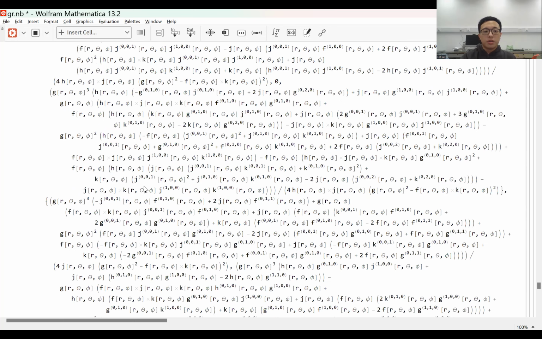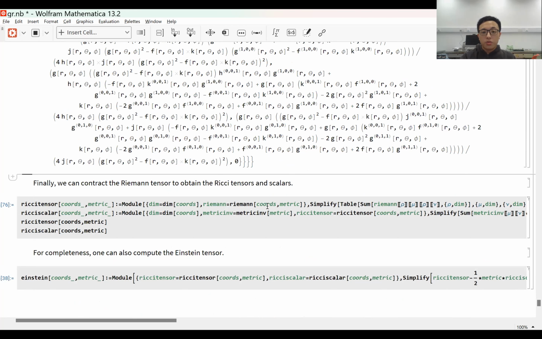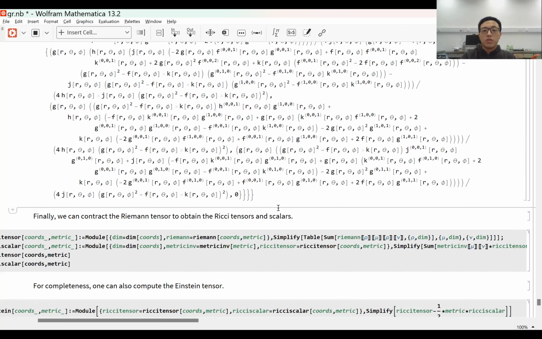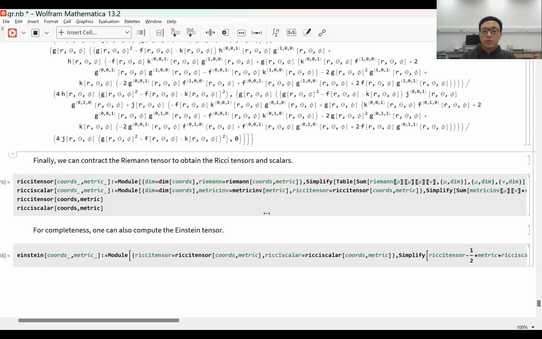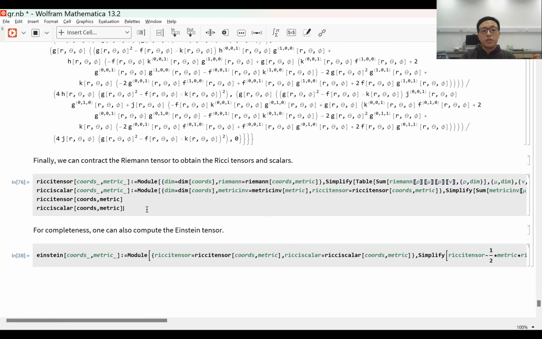But the Ricci tensor, on the other hand, what you need to do is contract the second and fourth indices. Here you sum over the second and fourth indices, and then you put it in from the definition of the Riemann tensor. And then you do the same trick for the Ricci scalar, basically you contract it with the metric, and then you can obtain the Ricci tensor and the Ricci scalar.